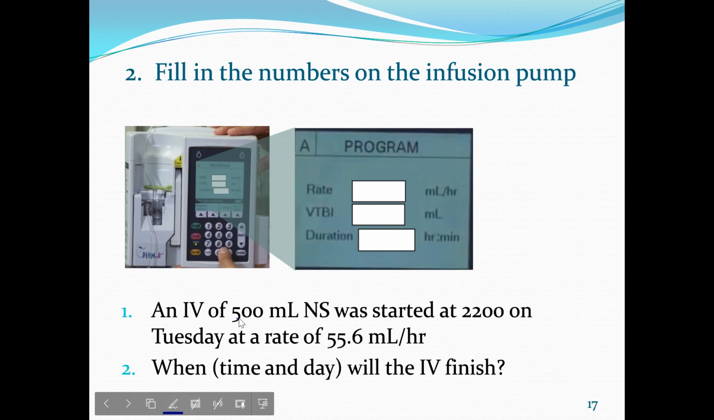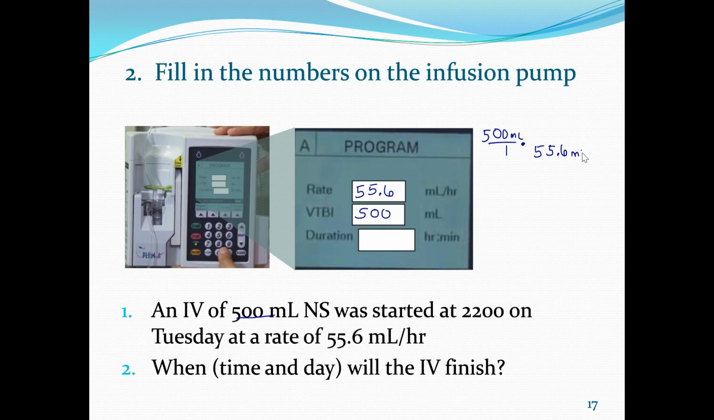So this one, IV of 500 milliliters, so immediately filling in the volume. It started at 2200 hours on Tuesday at a rate of 55.6 mLs per hour. So rate 55.6. In the first example, we talked through all the math, so I'm just going to go ahead and set this up. So 500 milliliters is the IV bag that I'm hanging. The rate is 55.6 milliliters, putting that on the bottom so it cancels to every 1 hour.